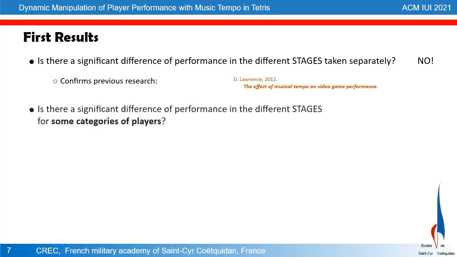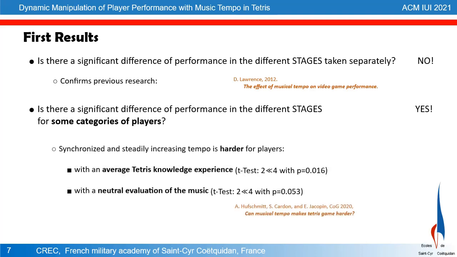However, examining the results for different categories of players according to their knowledge of Tetris and their appreciation of the music shows that stage 2, where the tempo is synchronized with gameplay, is significantly more difficult than stage 4, for players with a moderate knowledge of Tetris and a neutral appreciation of the music.